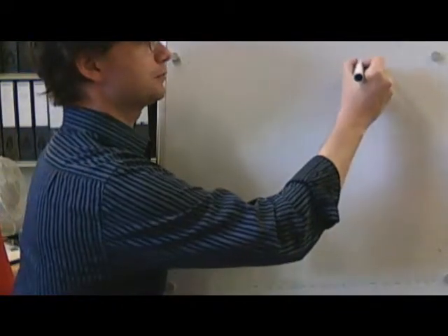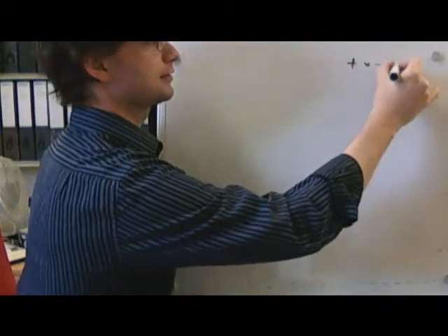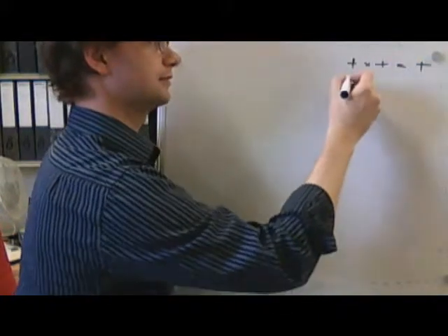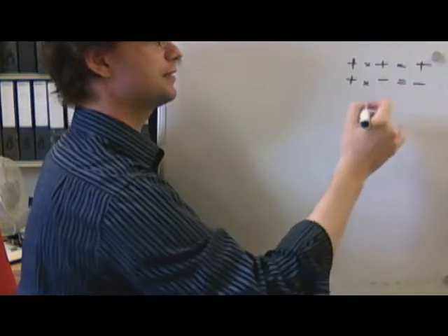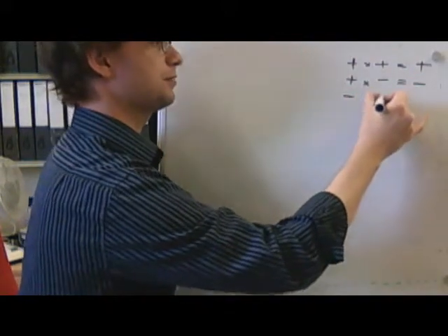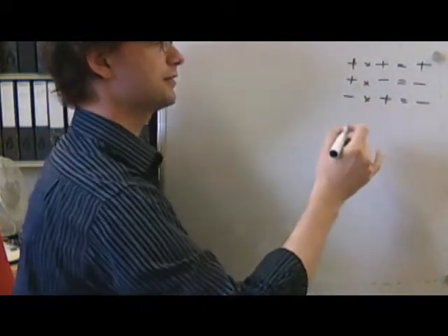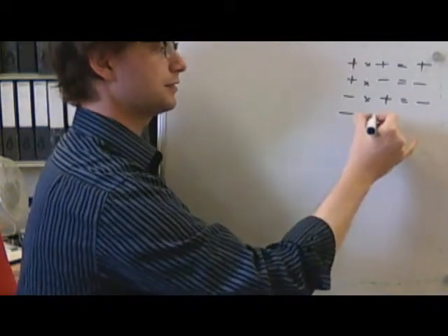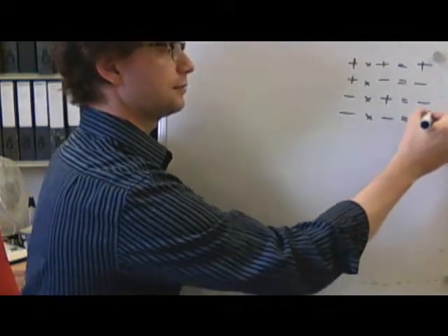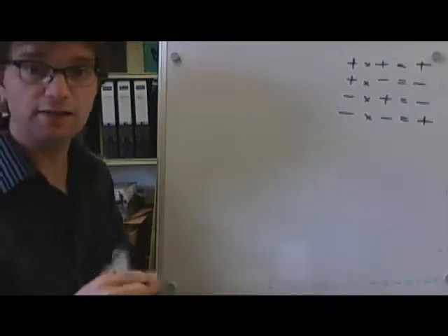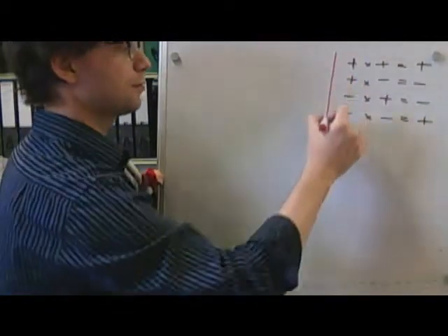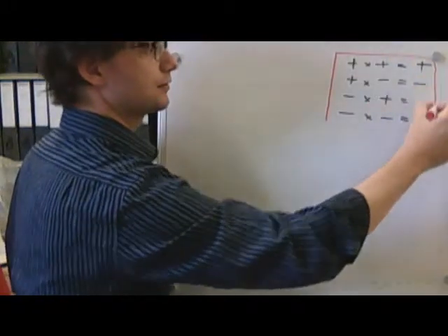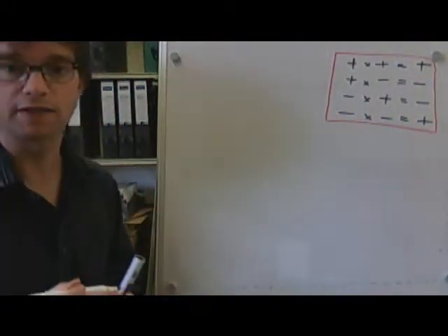It's pretty simple. Plus times a plus is a plus. Plus times a minus is a minus. Minus times a plus is a minus, and minus times a minus is a plus. And this is the set of rules for how you do multiplication for positive and negative numbers. And those rules don't change, they're always the same.